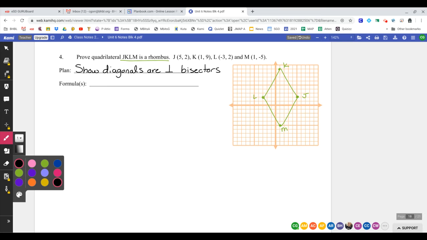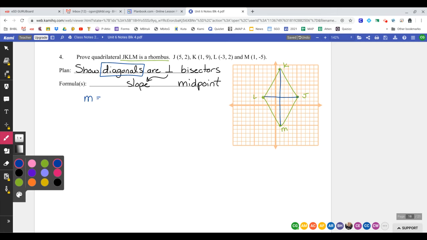So if I want to show something about perpendicular, I need to use my slope. And again, we are doing the slope of the diagonals. So I want to draw those diagonals in there. And the reason that I want to choose this is look at how nicely those diagonals are oriented. If I want to show that they bisect each other, I need to then use the midpoint formula. So we're going to start with the slope.